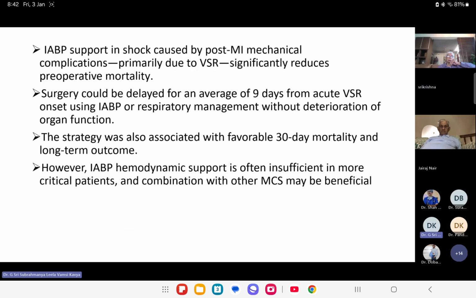IABP support in shock caused by post-MI mechanical complications, primarily due to VSR, significantly reduces preoperative mortality. Surgery could be delayed for an average of 9 days from acute VSR onset using IABP or respiratory management without deterioration of organ function. The strategy was also associated with favorable 30-day mortality and long-term outcome. However, IABP hemodynamic support is often insufficient in more critical patients, and combination with other mechanical circulatory supports like ECMO may be beneficial.